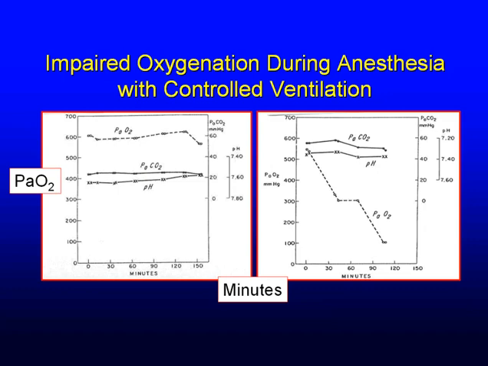Additional observations in humans by the same group of workers confirmed these findings. Humans undergoing anesthesia with controlled ventilation. On the left, a patient is ventilated with a generous tidal volume, resulting in a PCO2 in the low 20s. And as you can see, the PO2 is maintained at a nice level over 150 minutes. But if humans are ventilated with a controlled mode with a modest tidal volume, as shown on the right, then the arterial PO2 gradually falls over these 2 hours of observation. In this case, the PCO2 is in the high 40 range.